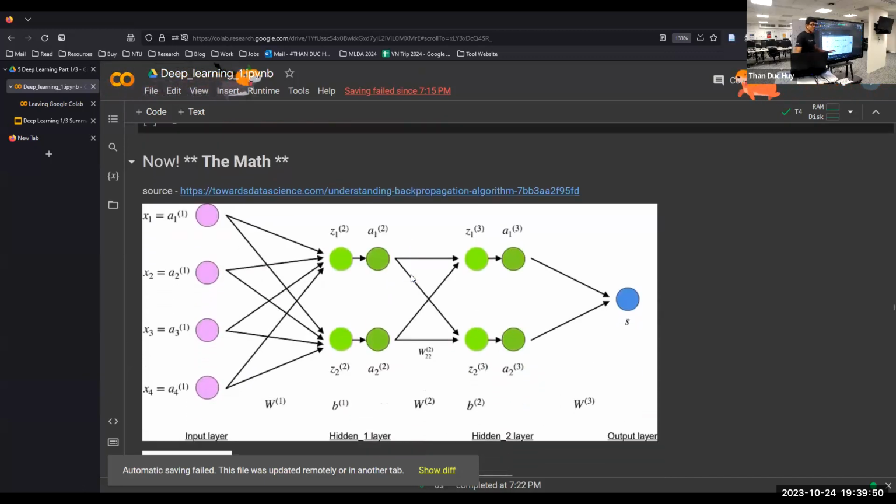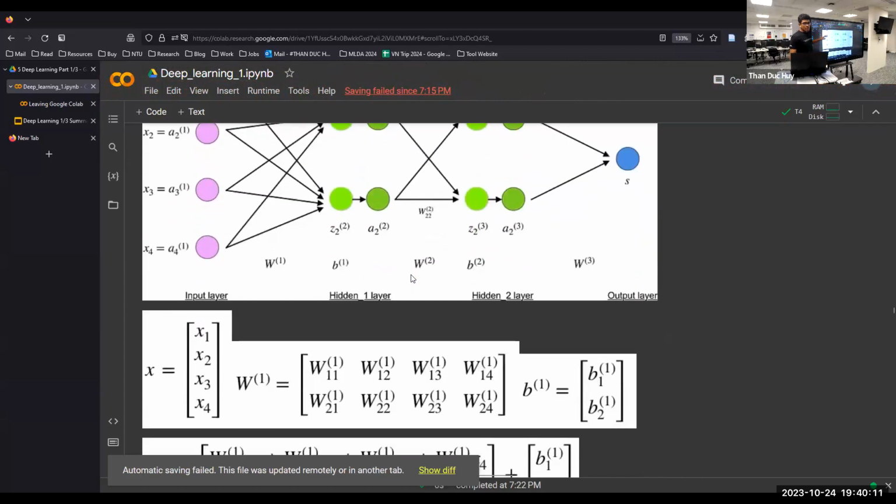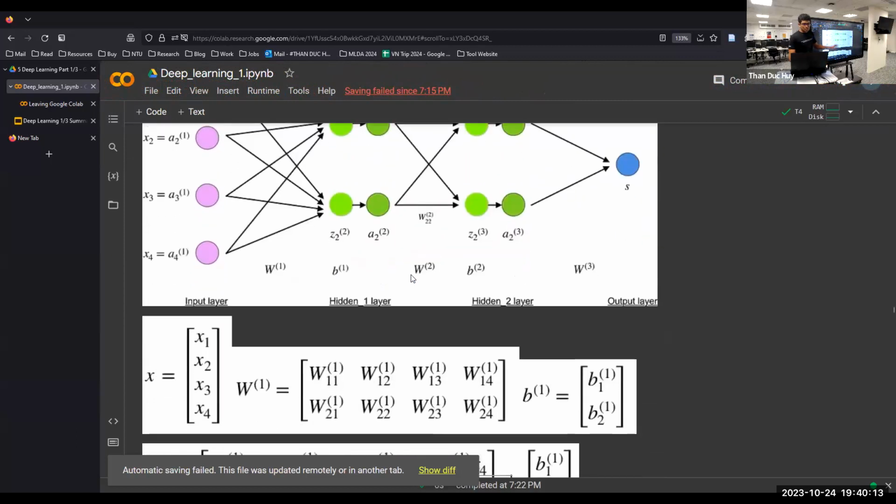Okay, so now let's go into the math. Now you understand that you have a perceptron that can classify data, and you have a multi-layer perceptron, which has multiple perceptrons in parallel and in series that help you figure out any kind of complicated function, right? So we will go into the math of how these numbers work.